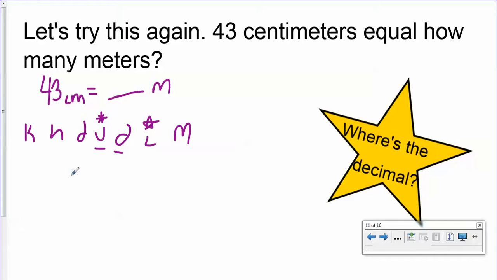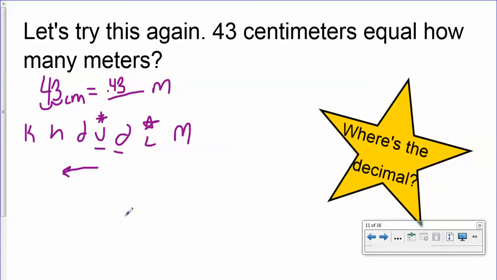My next step is for me to move my decimal back in the same direction. So my decimal will go from at the end of 43 to the left 2 spots. So I now know that 43 hundredths of a meter is equal to 43 centimeters. Remember where my decimal has to travel. He had to travel to the left this time.